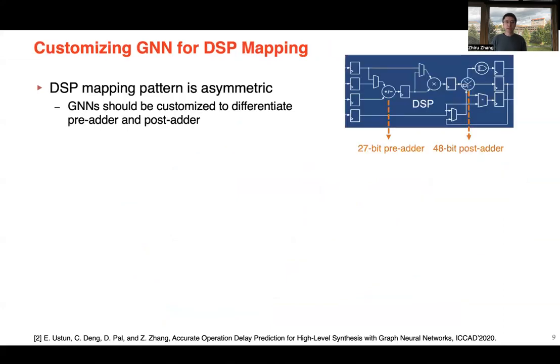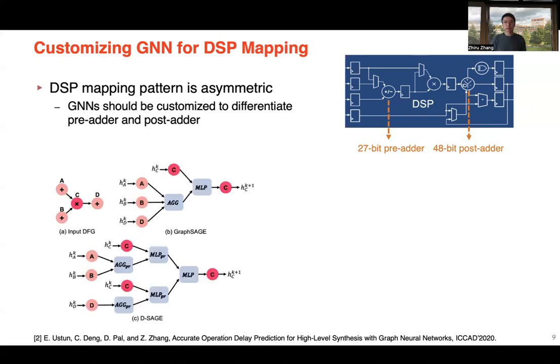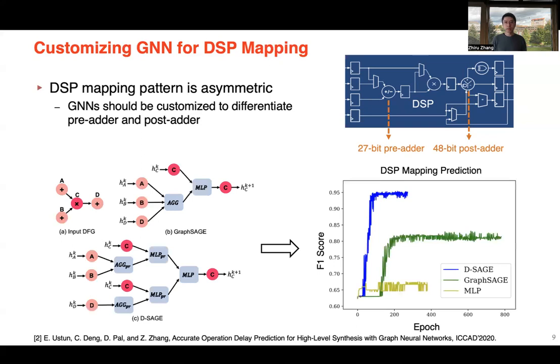It's actually worth noting that we did not just directly use an off-the-shelf GNN model like GraphSAGE. Instead, we customize GraphSAGE for our purpose, so we can better consider the asymmetric property of the DSP block, where we need to distinguish a pre-adder from a post-adder. This is actually the model that we constructed, and the results here show that the efficacy of our customization is indeed obvious.